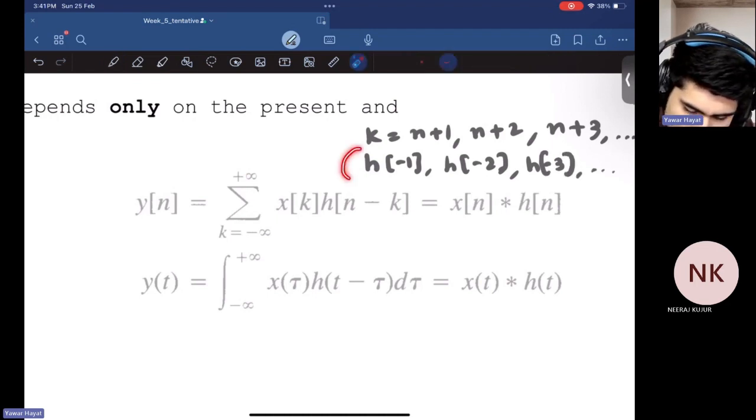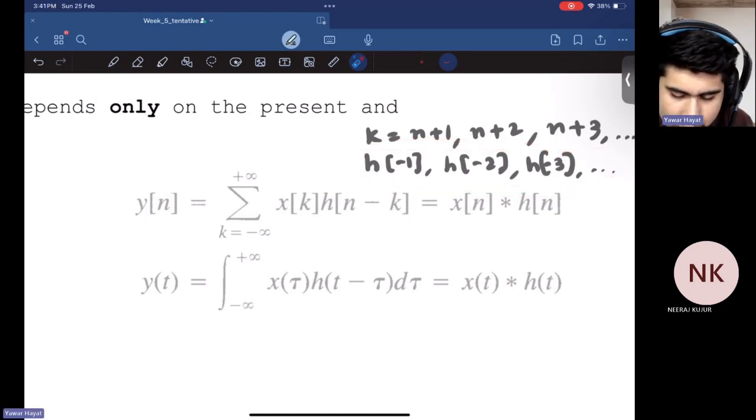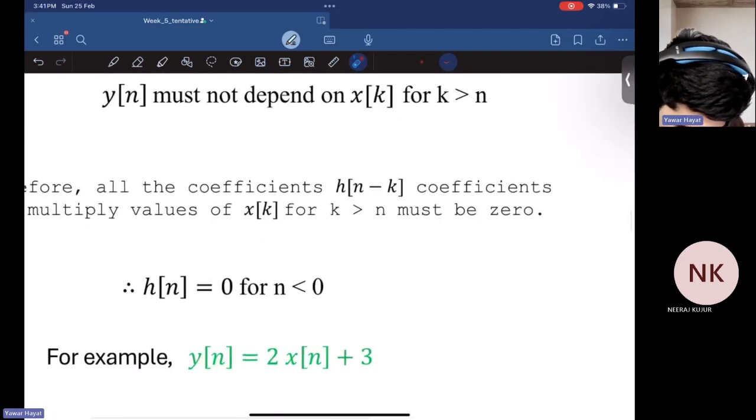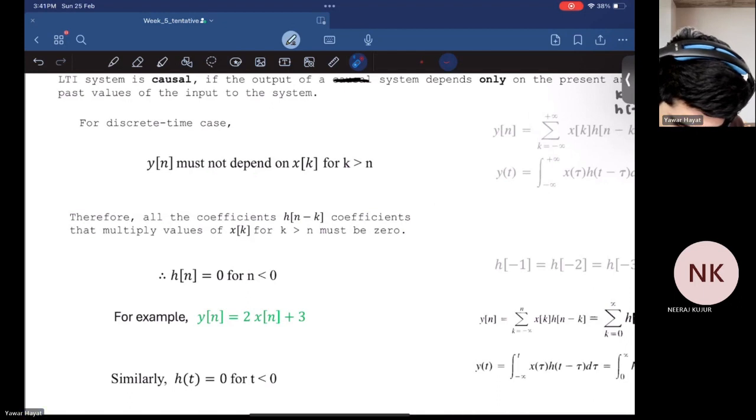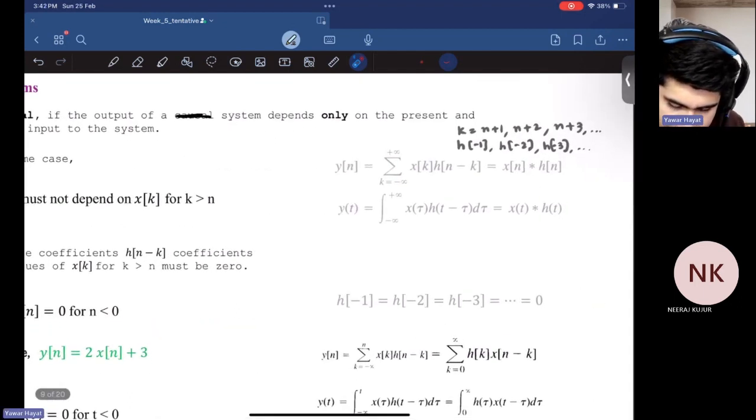These all should be 0. So h of n should be 0 for n less than 0, that is, for minus 1, minus 2, minus 3, where n is less than 0.